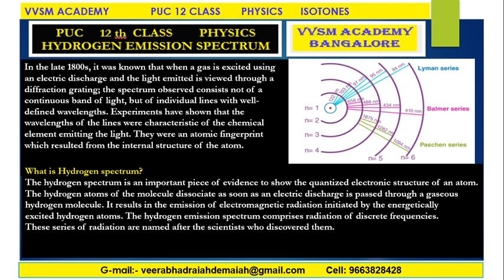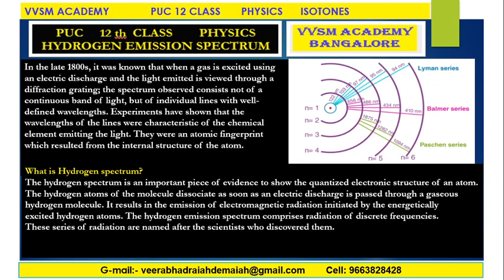The hydrogen molecules dissociate into atoms as soon as an electric discharge is passed through gaseous hydrogen. It results in the emission of electromagnetic radiation initiated by the energetically excited hydrogen atoms. In the excited state of the atom, photons are emitted, and hence the spectrum will form on the photographic plate. My dear friends, the hydrogen emission spectrum comprises radiation of discrete frequencies. These series of radiations are named after the scientists who discovered them: Lyman series, Balmer series, Paschen series, Brackett series, etc.